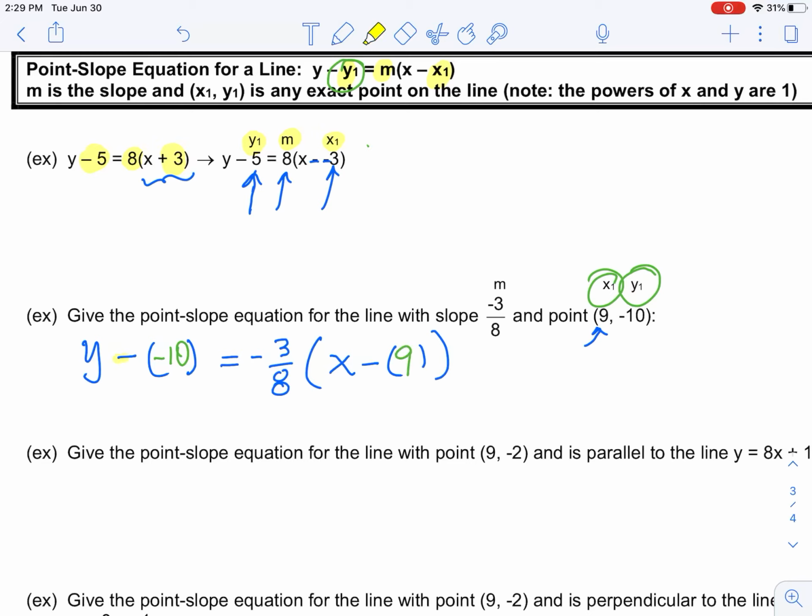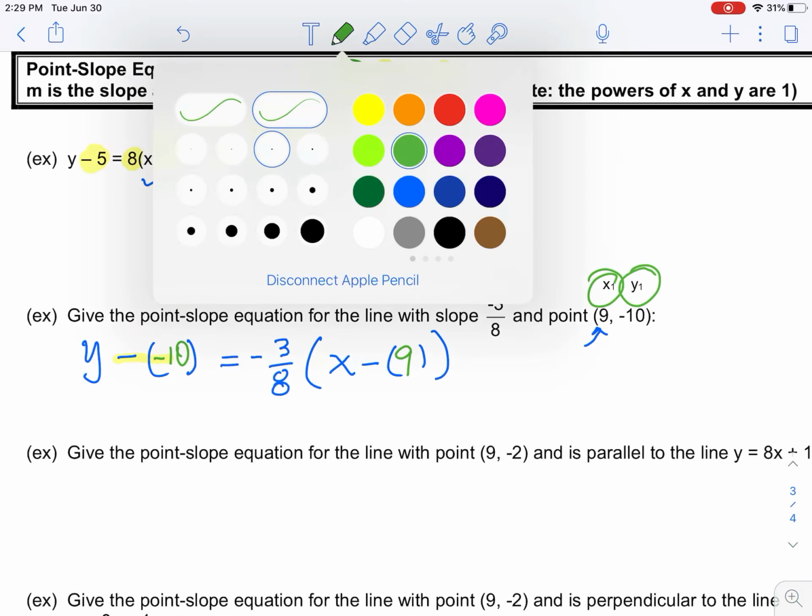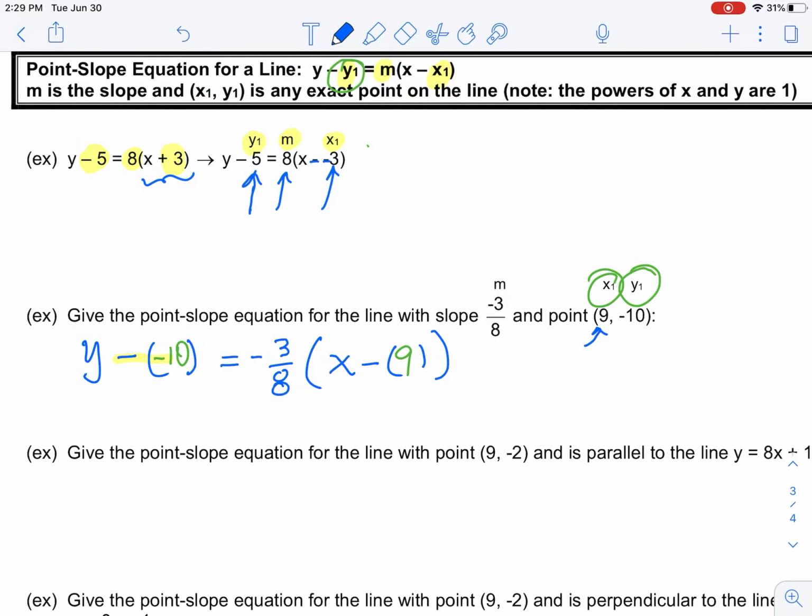Okay, so now all I have to do is simplify here. So y minus a negative 10 is actually y plus 10, which equals negative 3/8, and then in parentheses, x minus 9. So now we have an equation in point-slope form, and again, the reason is because you're provided a point and you're provided slope. And so that would be the best way.